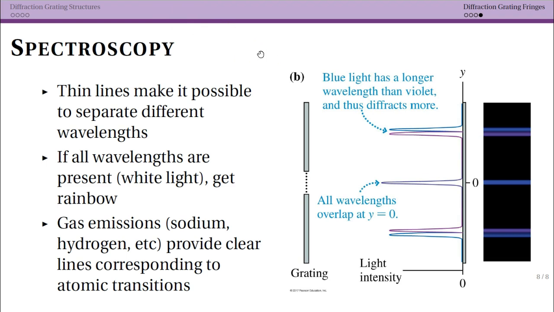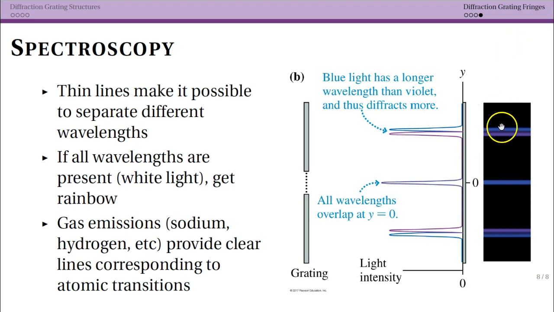Part of why diffraction gratings are so interesting, and part of why we do scientifically use them, is for spectroscopy. Because these fringes are so narrow, you actually can separate different colors of light. And if you have all wavelengths present, i.e. it's a continuous spectrum of light, then you just see a rainbow here. And again, that's where you see a rainbow from CDs or DVDs. You might see a rainbow when you look through those glasses.